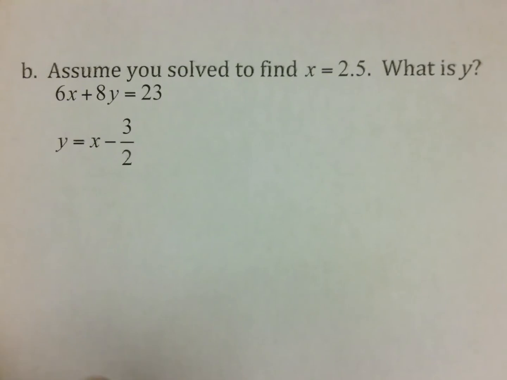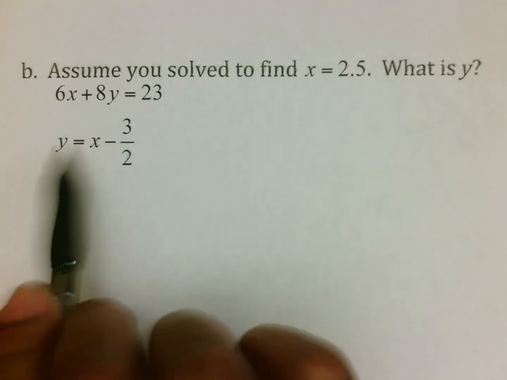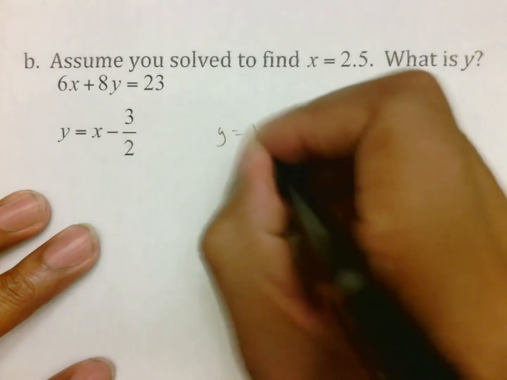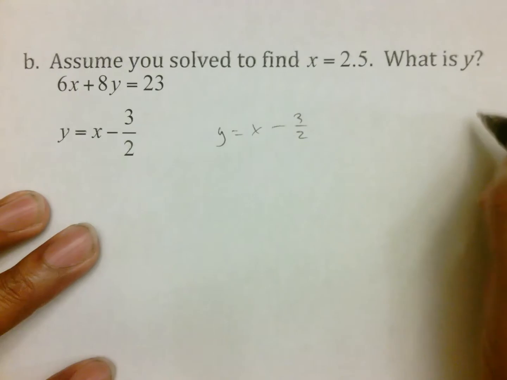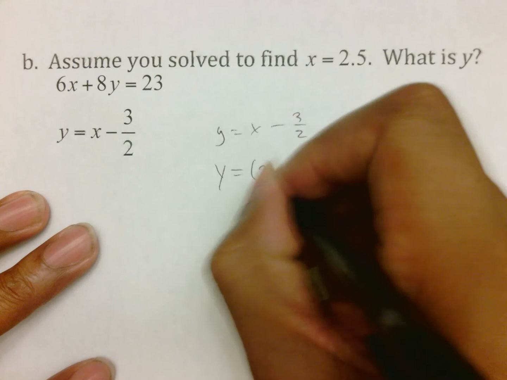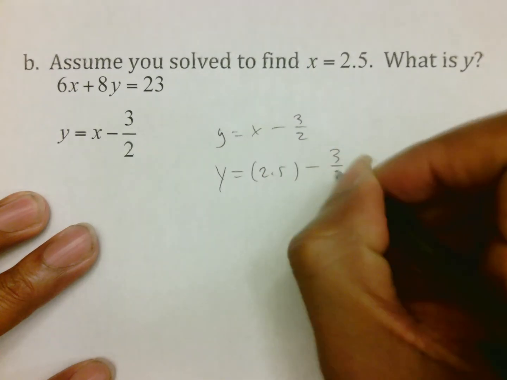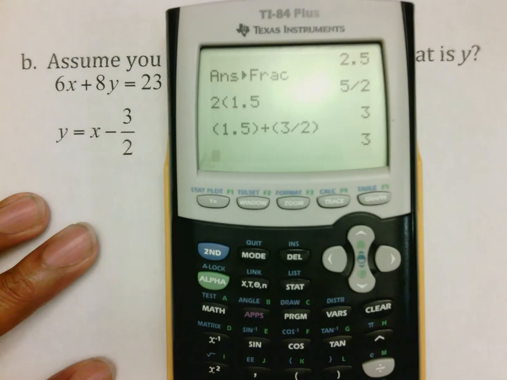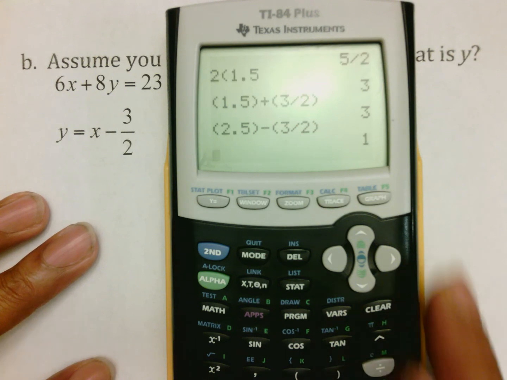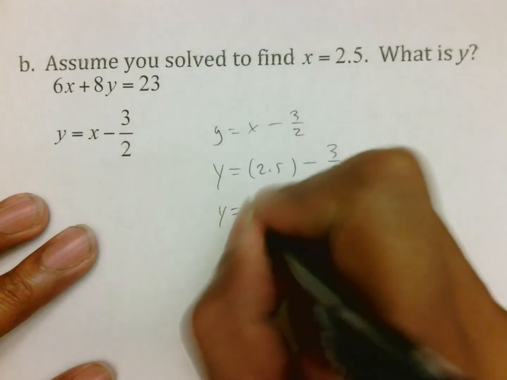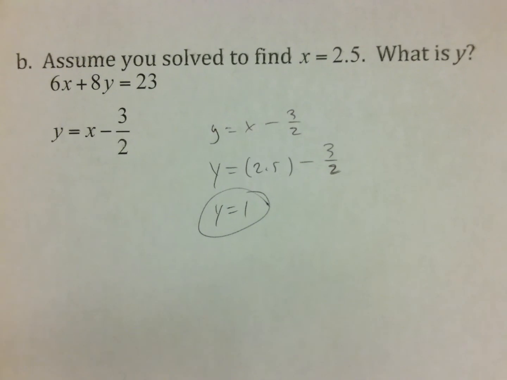So looking at B again, it says assume you solved. We already did a whole bunch of work and we found out that x is 2.5. Now we want to know what y is. Again, the easiest one to plug into is the one where y is by itself. So I'm going to use this one, and then I'm going to turn that into 2.5 minus 3/2, and again all I have to do is type 2.5 minus, exactly the way I see it, 3/2. We've been practicing doing that. You get the answer of 1, and that is the answer that we would be looking for.